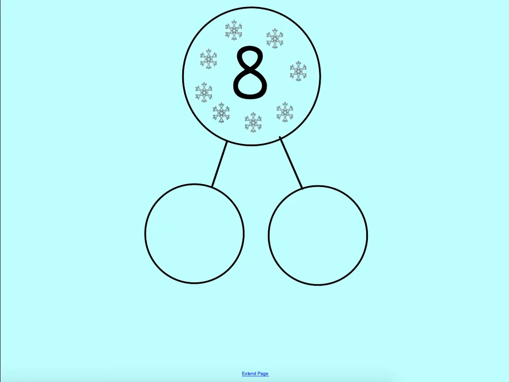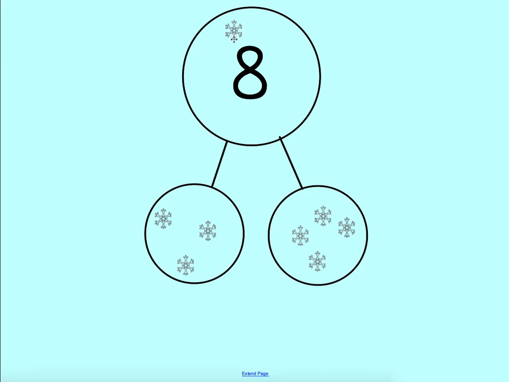So when we break numbers apart, that's called decomposing. Can you say decomposing? Decomposing. That's breaking numbers apart. Very good. So let's say I put 3 over here and I put 5 over here. What are my parts? My parts are 3 and 5. Very good. And what's my whole? My whole is 8.